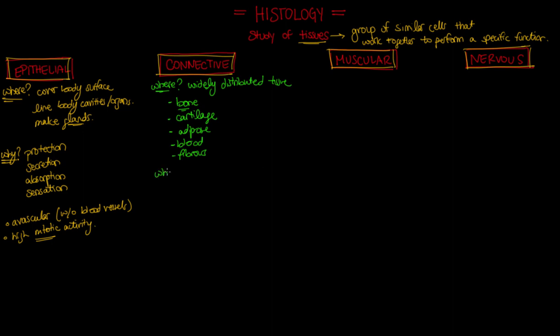But why do we have it? So what is the main function? Well, as the word connective implies, this is really important for connecting organs together. So they're going to be important for support and binding of organs. So to start, we're going to have binding of organs. And so if you think of your tendons that join muscles to bones, or your ligaments that join bones to other bones, this is an example of where you'd find connective tissue and how they can bind organs together.